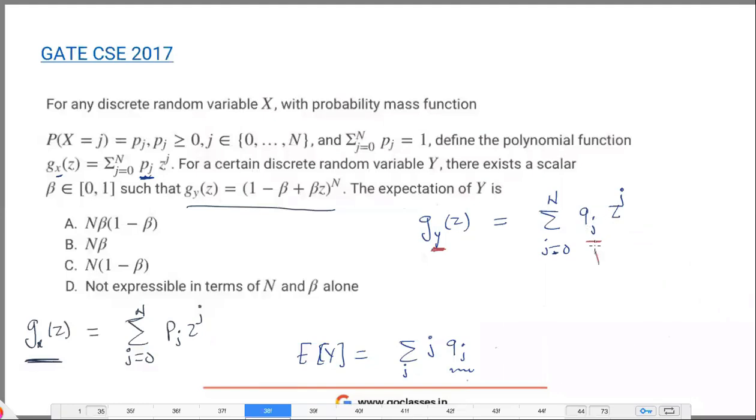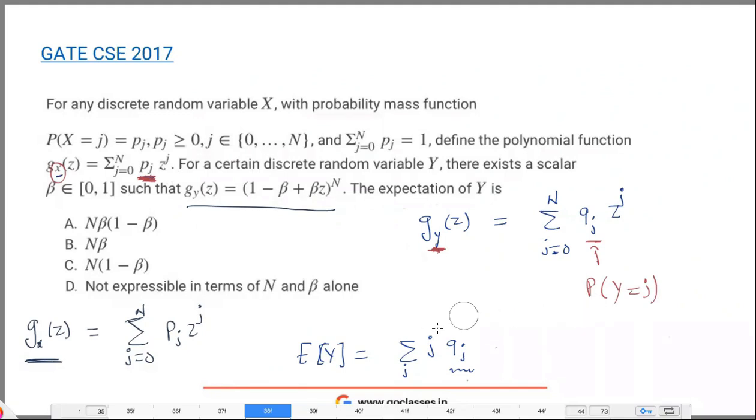Because this is the probability that y will be taking value j, and here it is the probability that x is taking value j. And because it is x, that's why x is taking value j. But if I just replace this x with y, the way they have defined, I can just write qj here, right? And let's just say that qj is the probability that y is taking value j.